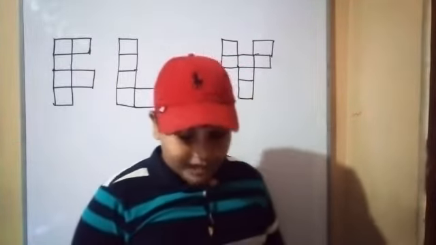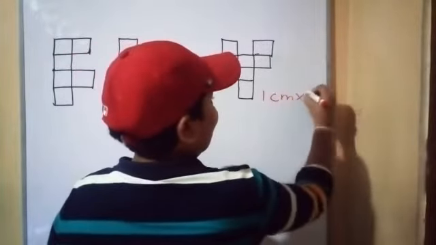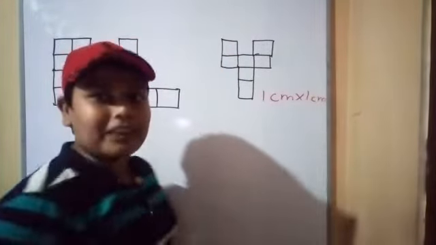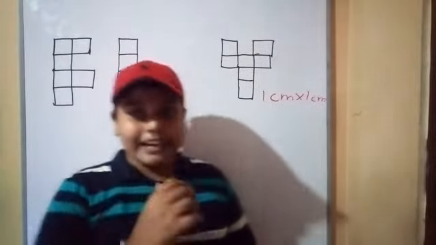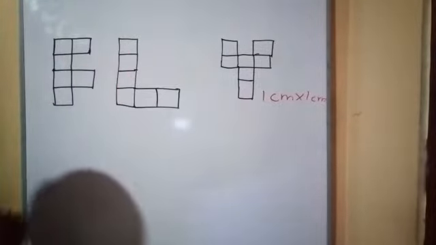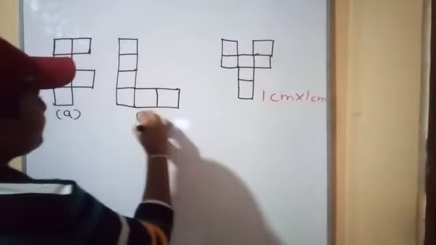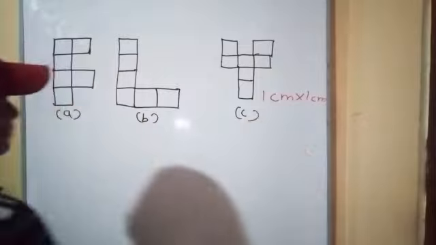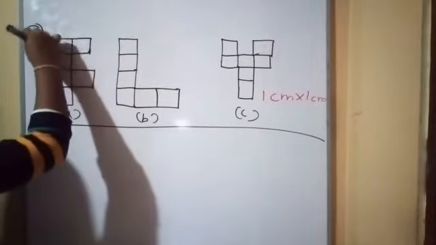Okay. If each small square is 1 centimeter multiply 1 centimeter. Main formula: 1 centimeter multiply 1 centimeter. Find the total area of the letters in square centimeters. Alright, let's find. Now I name this F, this figure is L, this letter is Y. Okay, let's find that now. This is the eighth question, the second one.